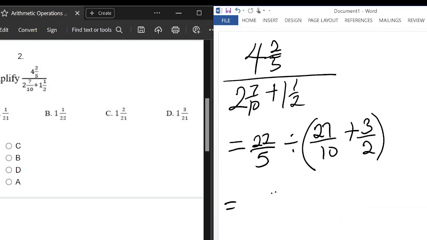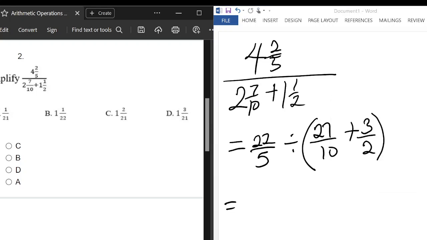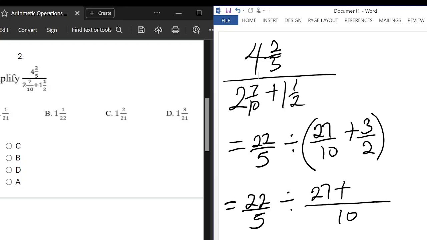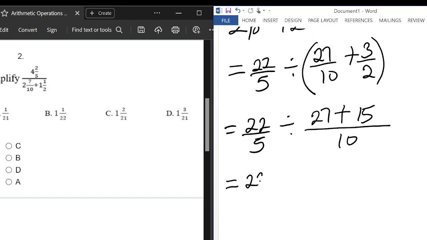The next thing is to solve what we have inside the bracket first. So that is 22 over 5 divided by, then we find the LCM of 10 and 2, that is 10. 10 in 10 is 1, times 27 is 27, plus 2 in 10 is 5, 5 times 3 gives us 15. So we then have 22 over 5 divided by, we add this together, that is 42, over 10.